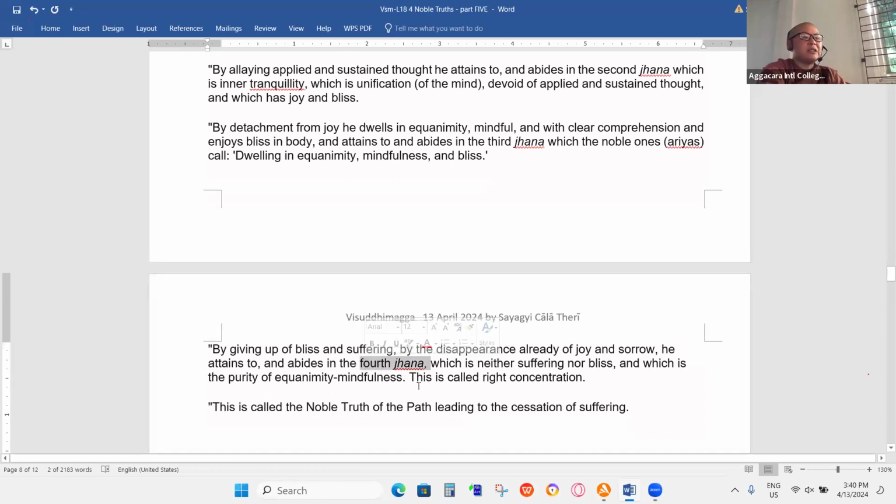The fourth jhana is the best one because it is neither suffering nor bliss. It is a purity of equanimity with mindfulness. So the mind is very pure, very stable, very equanimous. So this is called right concentration. After that, we know there is first jhana, second jhana, third jhana, fourth jhana. This is called right concentration, and the Buddha says this is the noble path leading to cessation of suffering. So it clearly says in this sutta that there needs to be first, second, third, fourth jhana.